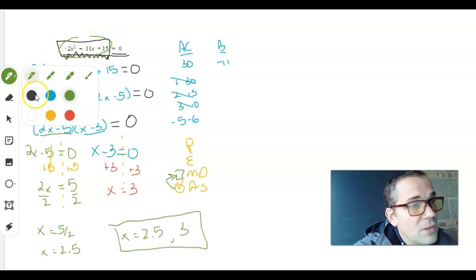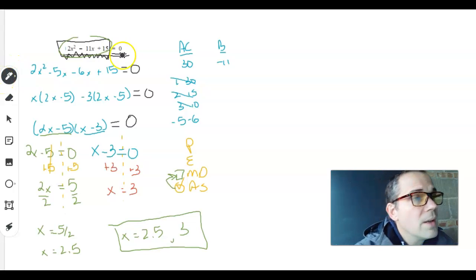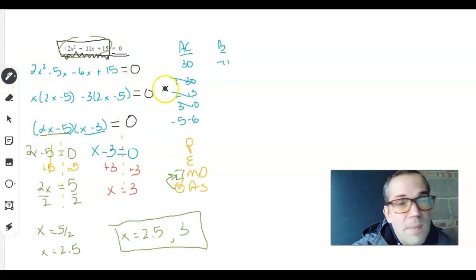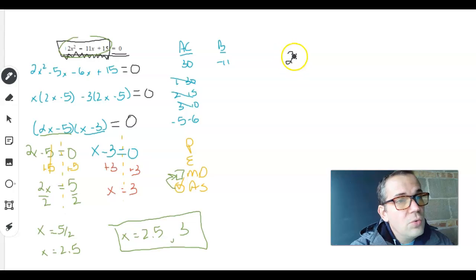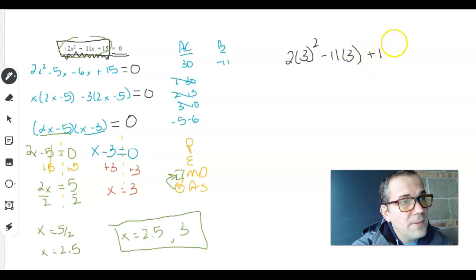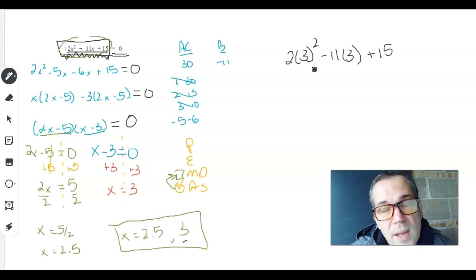Now the other thing I'm going to suggest everybody do, because it takes a second and it feels so good, is to take these numbers and plug them in to make sure they're right. So what we're saying is, if 3 is a solution, then 2 times 3 squared minus 11 times 3 plus 15. Taking this 3 and plugging it into my calculator, I actually see that it equals 0. And when you see that it equals 0, it feels pretty good.